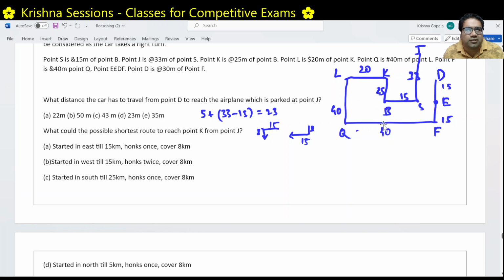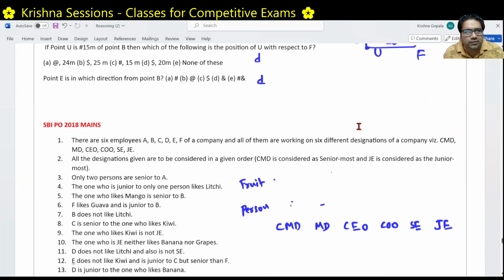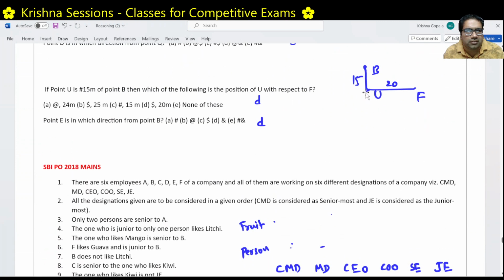U will be touching this QF here at exactly 15. Right. At this point it will touch. That means U will actually be the midpoint of Q and F also. Right. Because this part is 20, so this part will also be 20. U will be touching here. So what is he saying? No. U will be here. So U will be 20 meters left of F then.